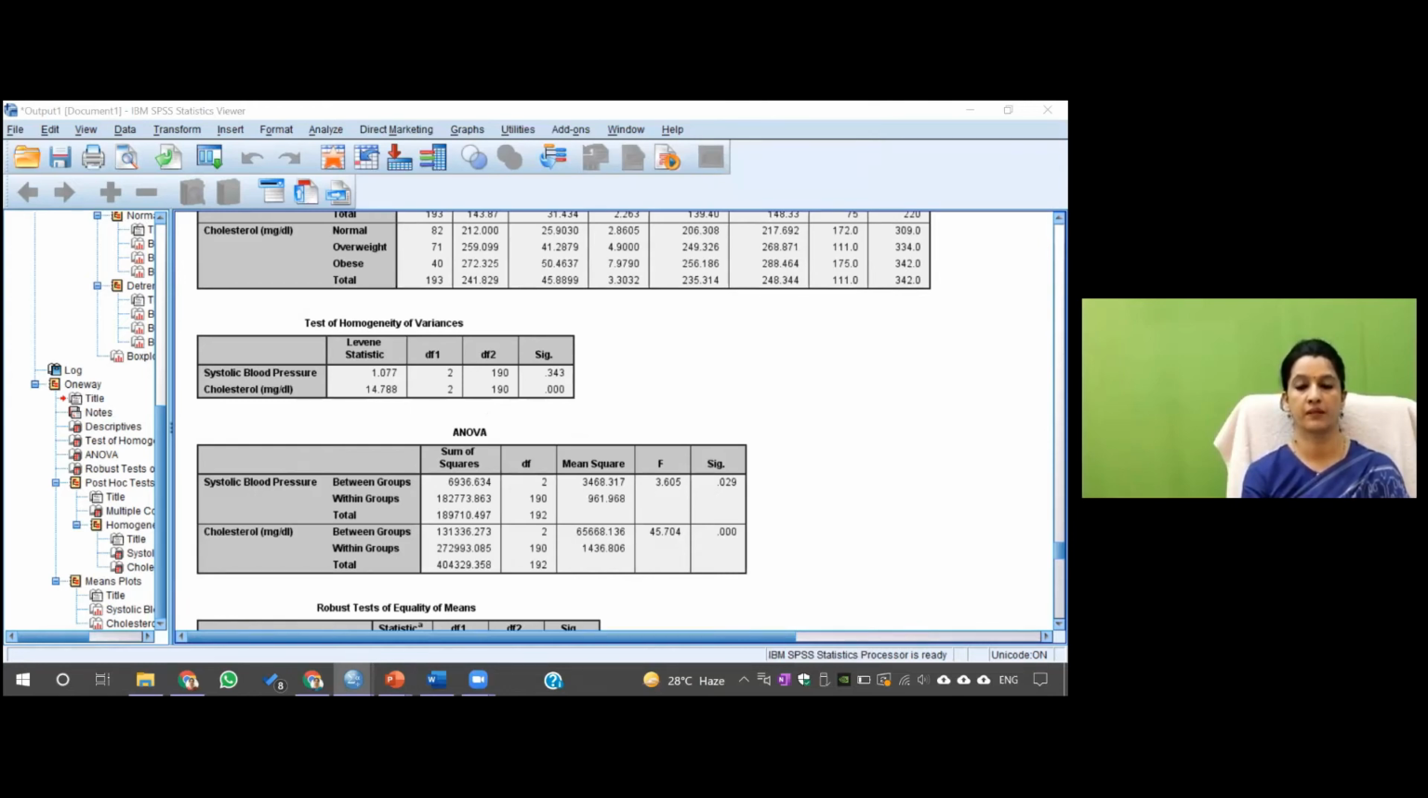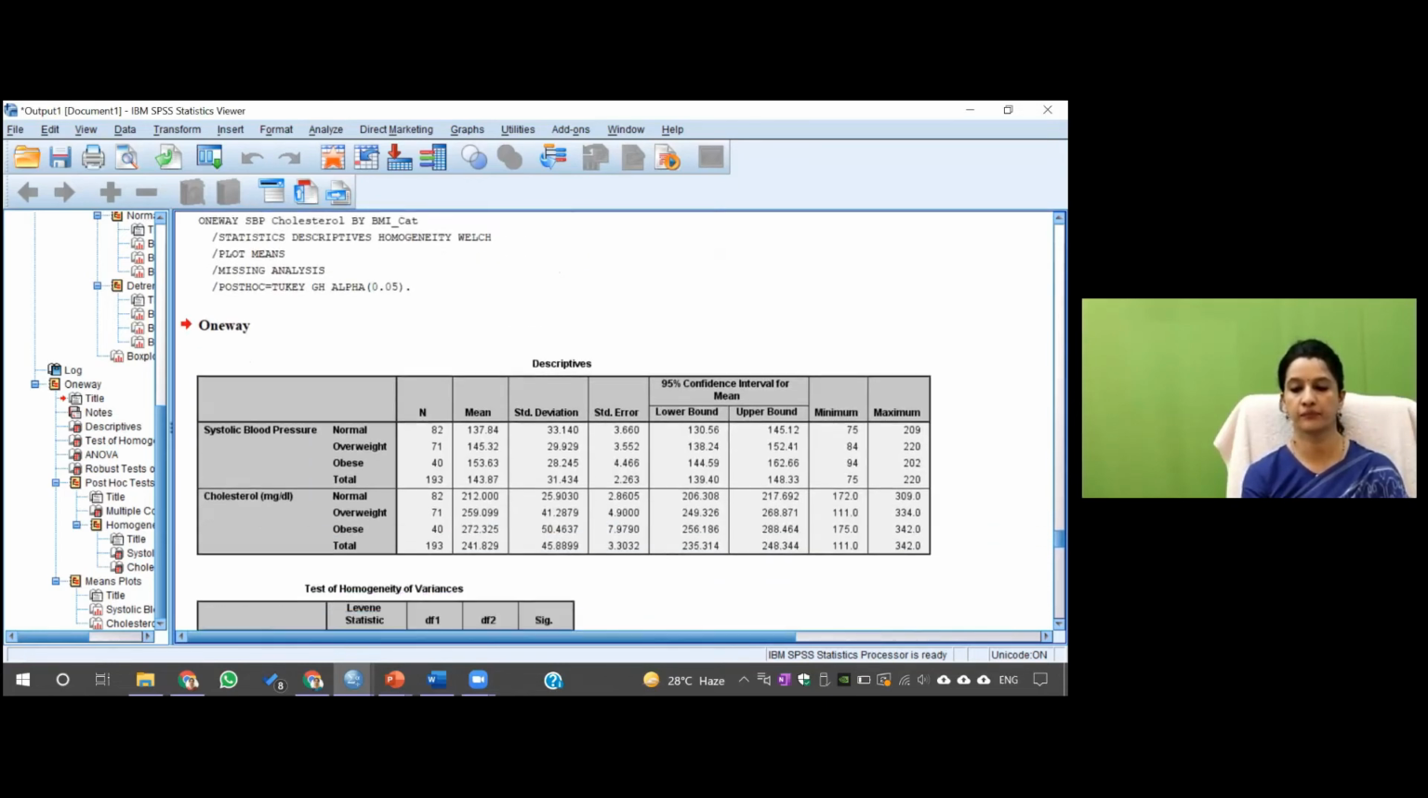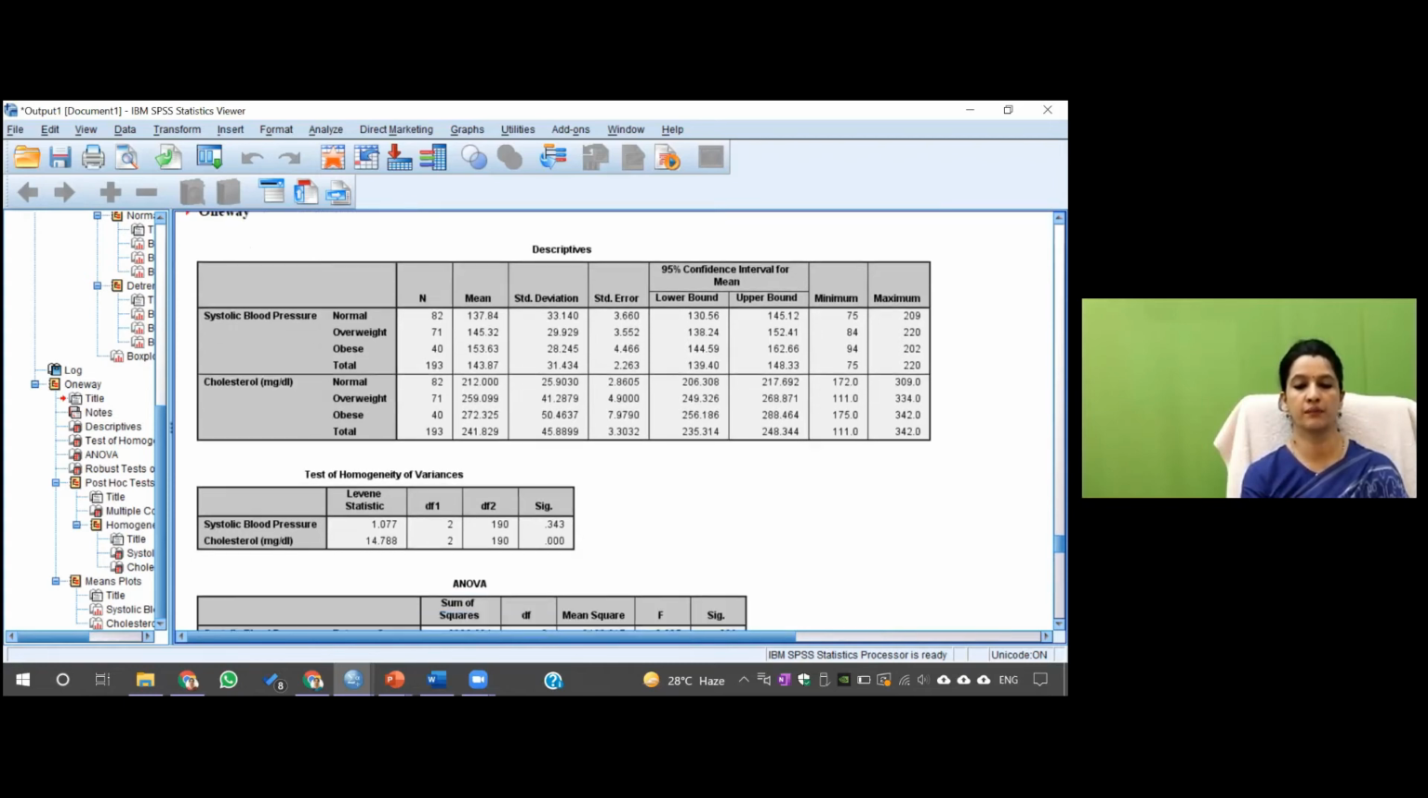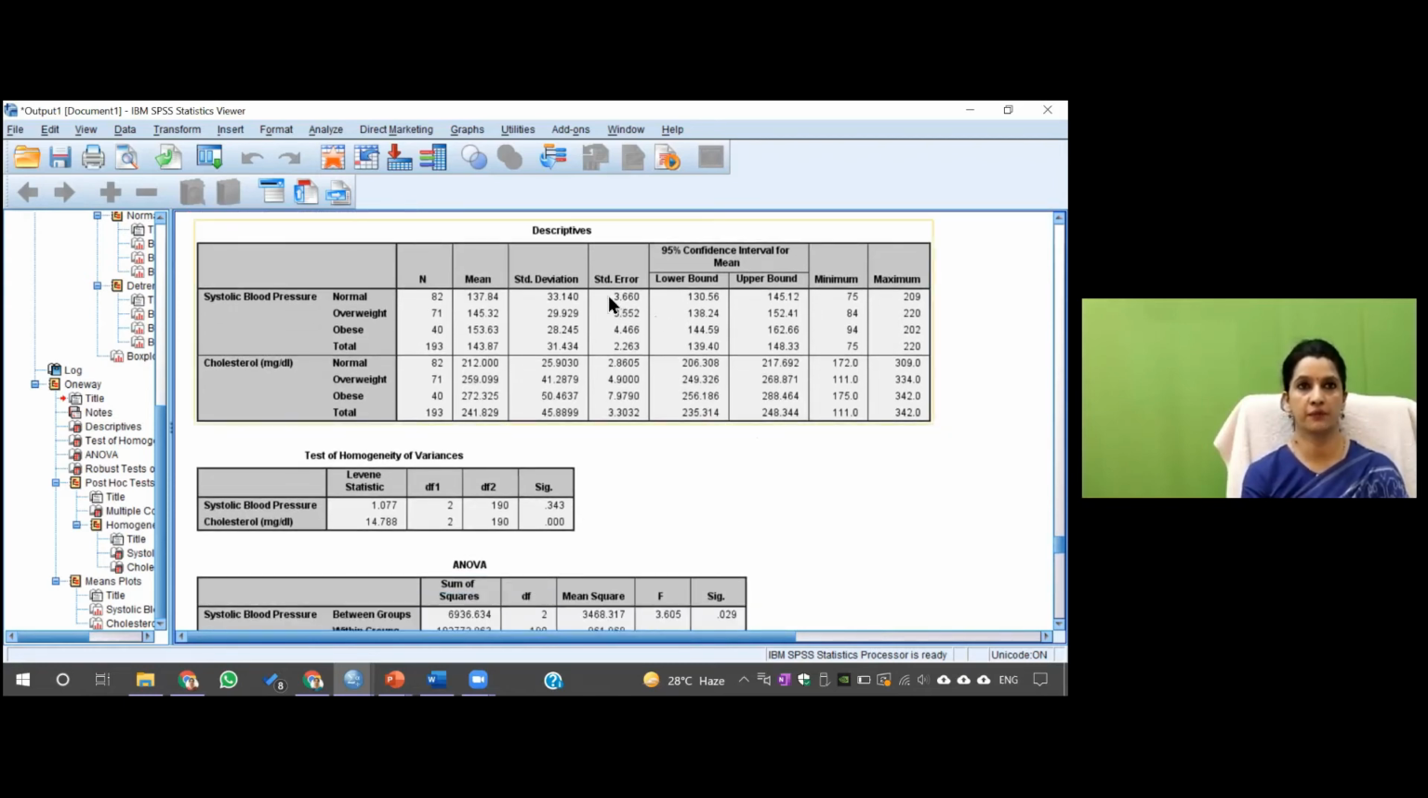So not met. Yes, you are right, equality of variance is not assumed in the second case of cholesterol because the p-value is less than 0.05. Now coming to the result, the mean value. If you see the mean values, you can see the mean difference: 137, 145 and 153. So these are the three different means with standard deviation and the confidence interval.